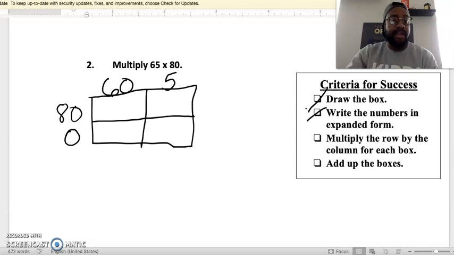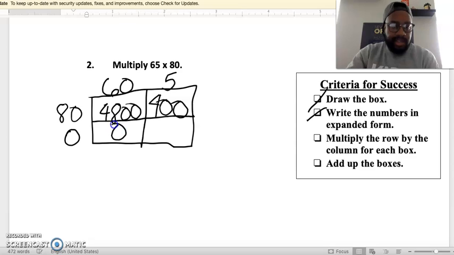Now I have to multiply the rows by the columns. So 6 times 8 is 48. Count those zeros, 1, 2. 5 times 8 is 40. And then count that 1 zero, add it. 60 times 0, anything times 0 is 0. 5 times 0, same thing, 0.